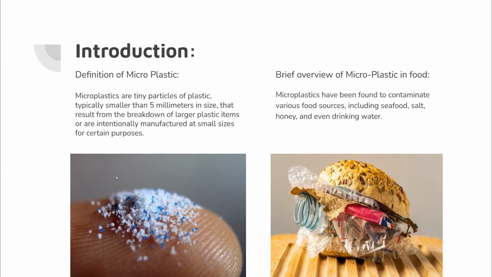Here's a picture of microplastics on the left. They become a problem because they end up in things we eat, including seafood, salt, honey, and even drinking water. They get into our food web mainly from pollution, such as plastic breaking down into smaller fragments in waterways, or through farming crops.